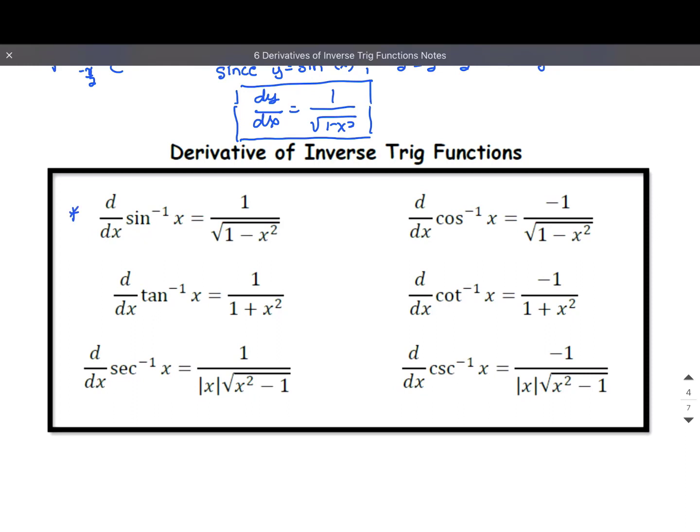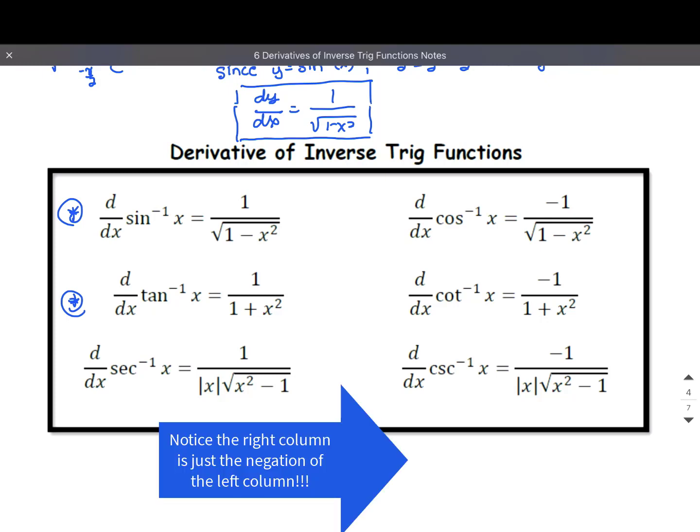Sine inverse, definitely. Tan inverse, definitely. Those are the ones that show up most often on the AP exam. All right, I will be honest, those are the ones I've seen most often, but technically they can all show up. So you need to be familiar with all of them, okay? I know it's not often I tell you to memorize something, but here we are.